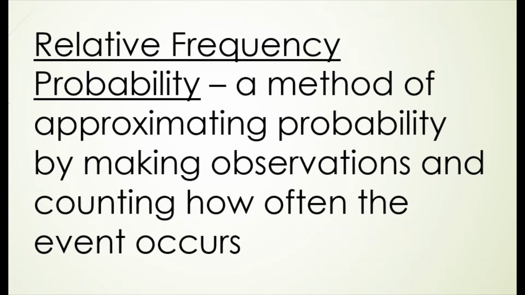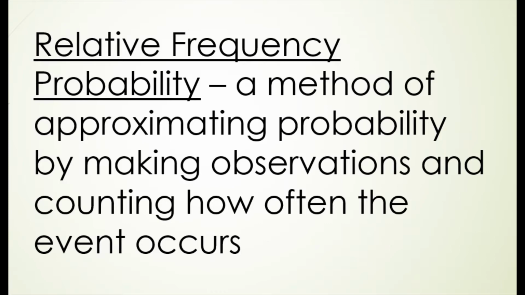All right, our first term is relative frequency probability. This is a method of approximating probability by making observations and counting how often the event occurs. In the last lesson, we talked about theoretical probability, and that was based on the assumption that all outcomes were equally likely. But for many events, it's not possible to have a theoretical probability.